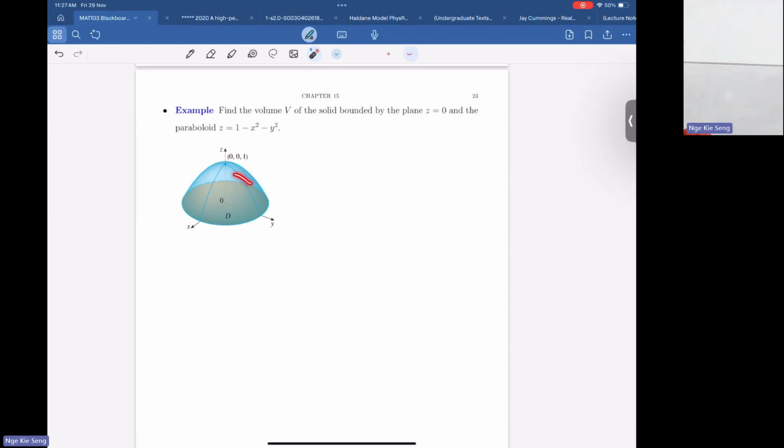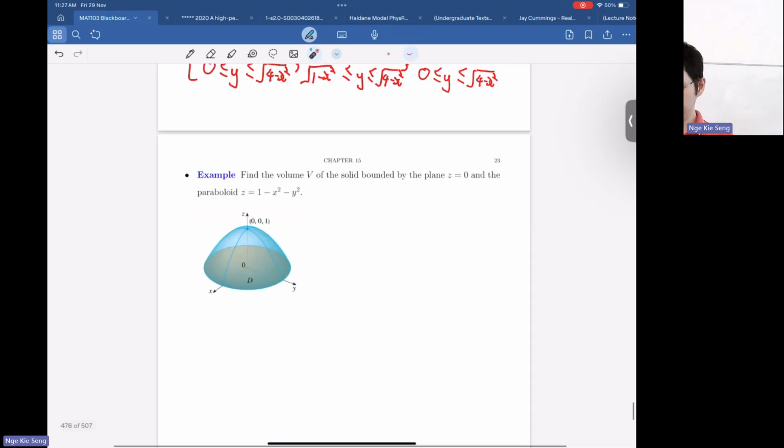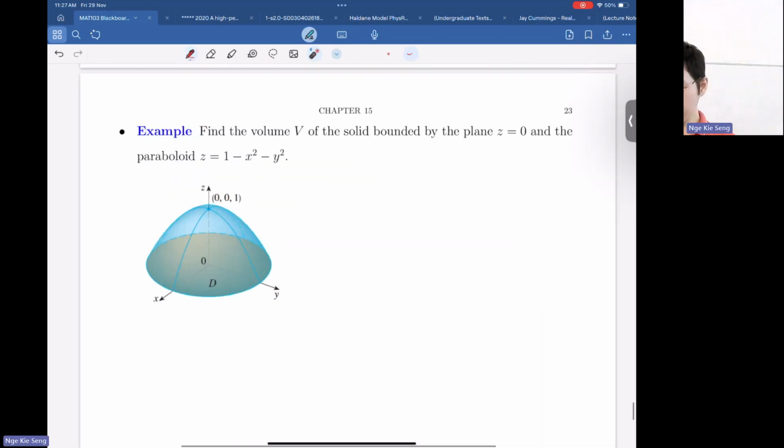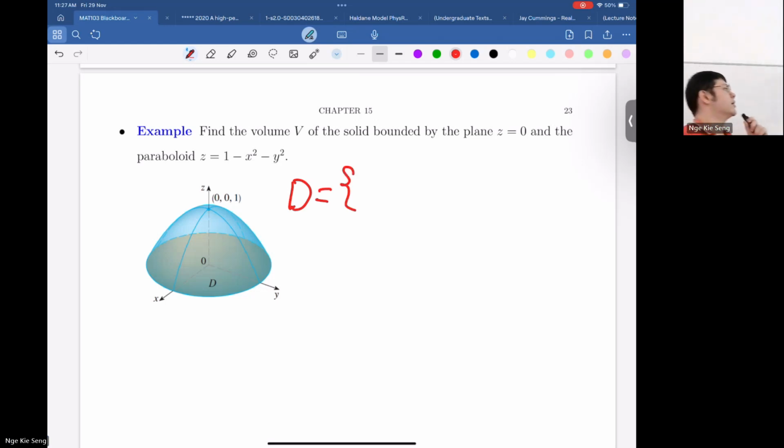But if you look here, what's this domain? Can you identify this domain or not? How to find this domain? Can you identify the domain you want to integrate over? What's this domain here?